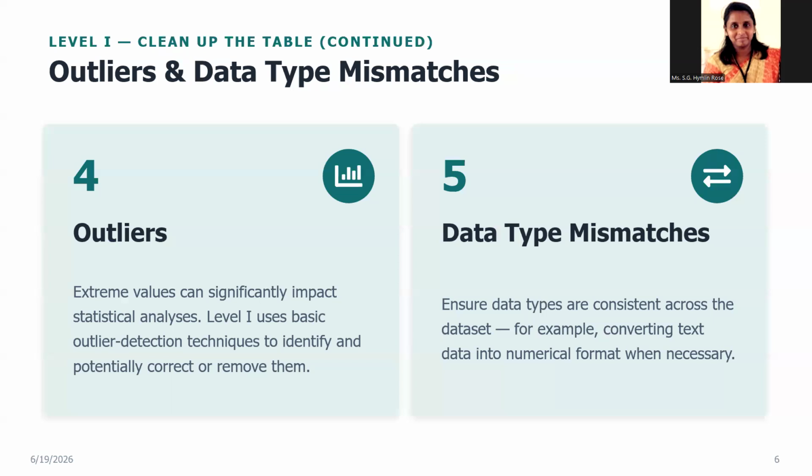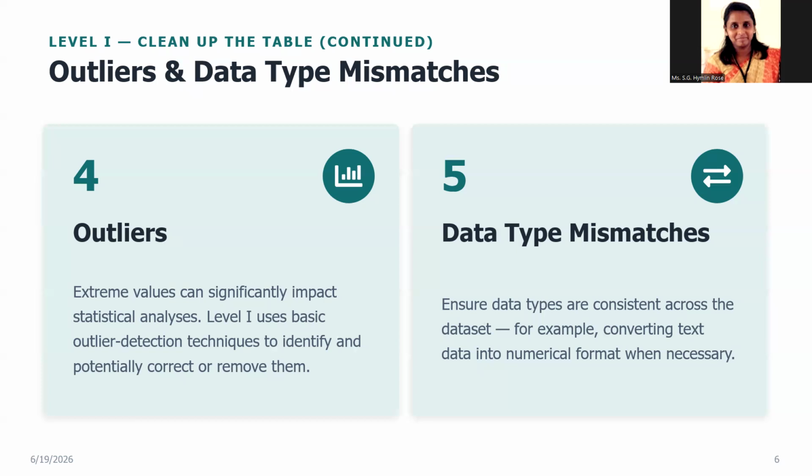And the fifth one is data type mismatches. What do data type mismatches represent? We ensure data types are consistent, converting text data into numerical format whenever necessary. For example, in a price column, a value stored as 39.99 might be rounded off and give us 40. That is nothing but a data type mismatch. So these are the important tasks done by level 1: missing data, duplicate records, inconsistent formats, outliers, and data type mismatches.